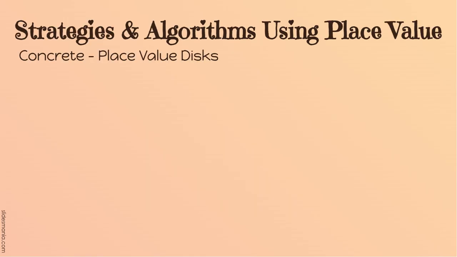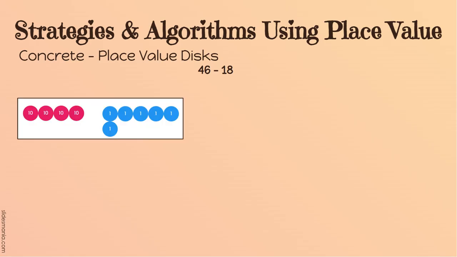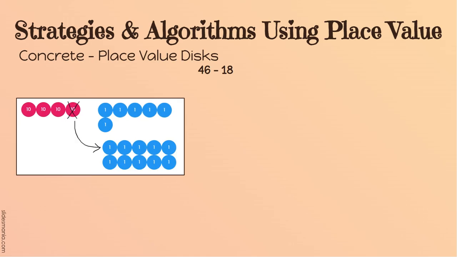All right. Our strategies and algorithms based on place value. We're going to go through that concrete, representational, abstract sequence. We're going to start concretely with place value disks. When we subtract, we only model the first addend because we're going to separate from it. So I'm only going to model 46. And I start by asking, do I have enough ones to take 8 away? I don't, so I'm going to regroup a 10 and unbundle it for 10 ones.